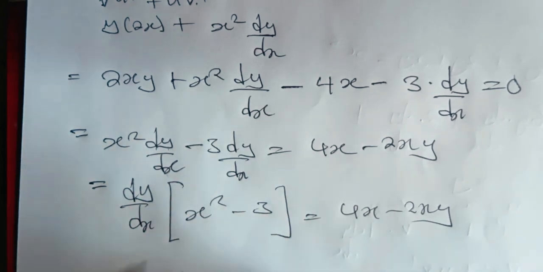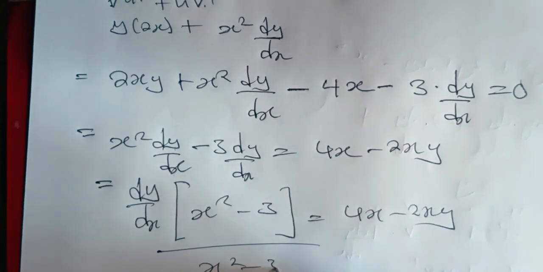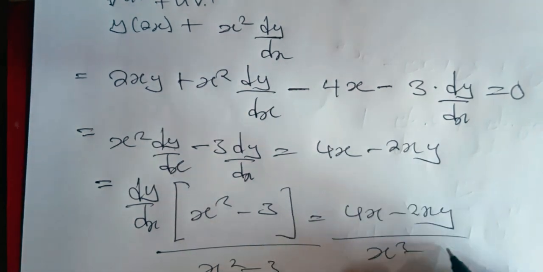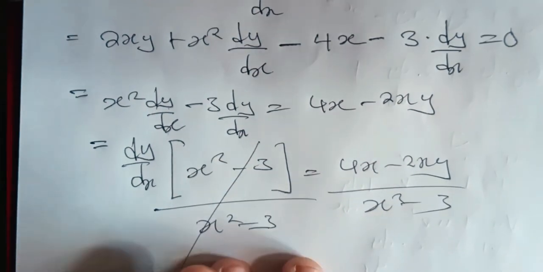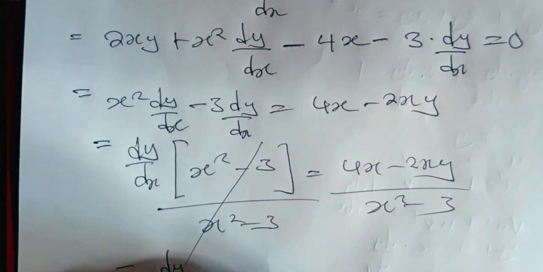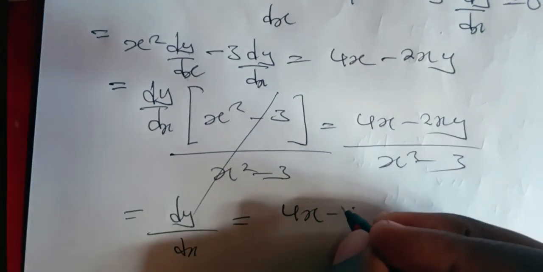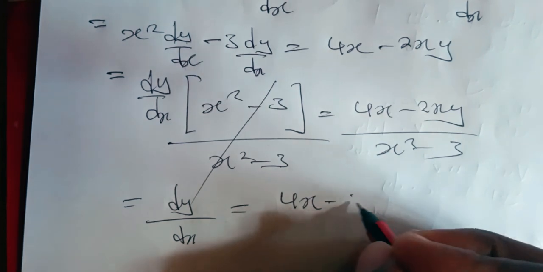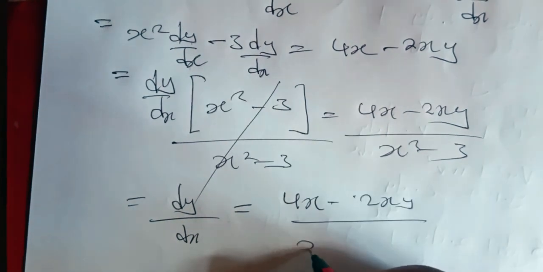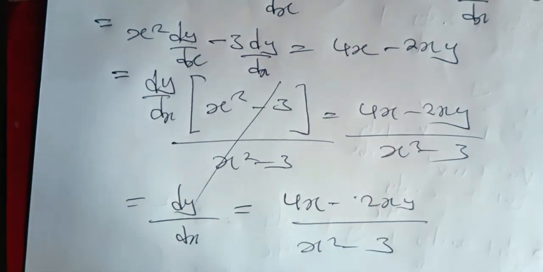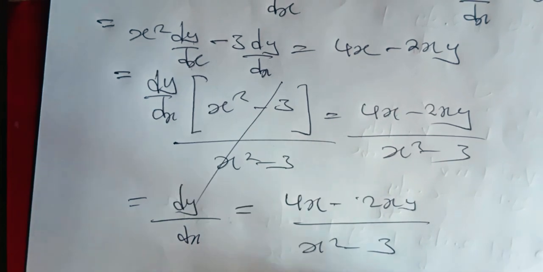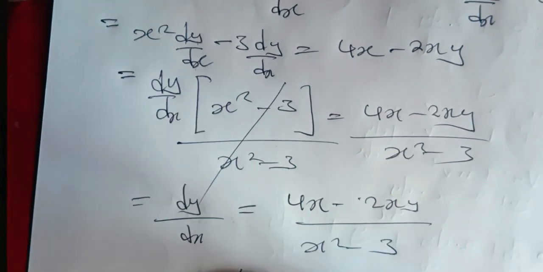You divide both sides by x squared minus 3. Then this cancels out. Then you're going to have dy dx equals 4x minus 2xy over x squared minus 3. So that is our final solution for this question.